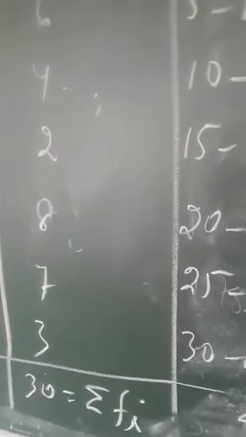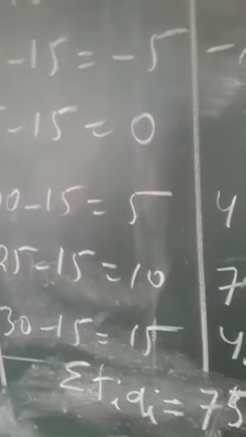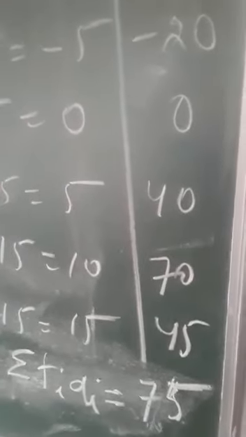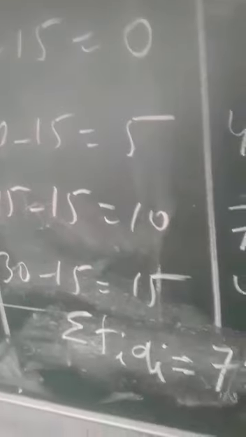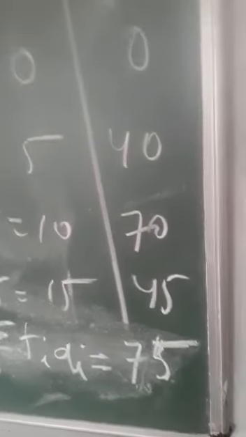The third frequency is 2 and its corresponding d is 0. So the product of 2 and 0 is equal to 0. The fourth frequency is 8 and its corresponding d is 5. So the product of 8 and 5 is equal to 40. Now the fifth frequency is 7 and its corresponding d is 10. So the product of 7 and 10 is equal to 70. Similarly, the last frequency is 3 and the product of the last d with 3 is 45.